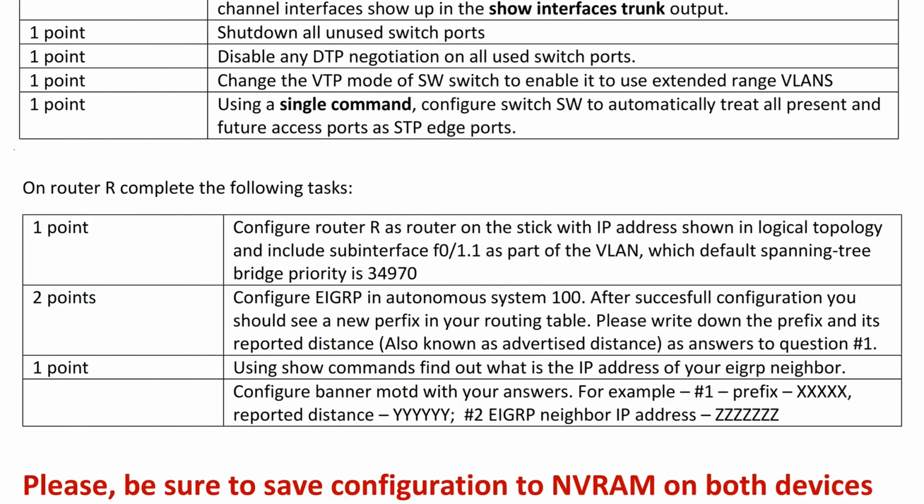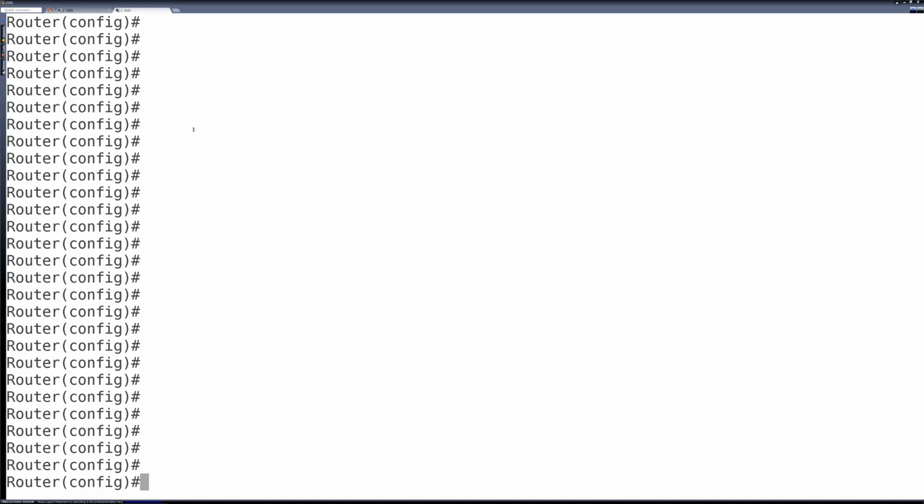Continuing with the second task, we should configure EIGRP in Autonomous System 100. I can tell you up front that although we will configure it correctly, it will not work because there is some configuration missing. But let's just configure EIGRP, and then we will search for where this missing configuration is and how we can correct it.